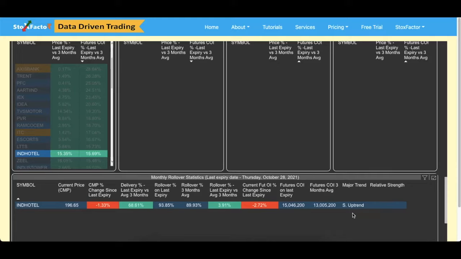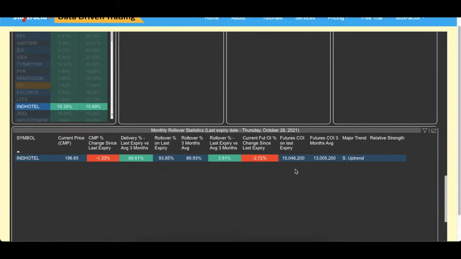Then we can focus on the trend. Okay, it is in a strong uptrend. We have seen good short covering in this stock on the last trading day. And then finally we can see the absolute numbers of the futures cumulative open interest on last expiry and the previous 3 months average. You can see a significant change, almost 16%, right? So friends, now we are strongly bullish on this stock. So we'll mark this stock as bullish in our watch list, and now we'll follow this stock on a daily basis, because we have seen more than average buying, we have seen good price change, and we have seen a significant change in futures cumulative open interest as compared to the previous 3 months average.